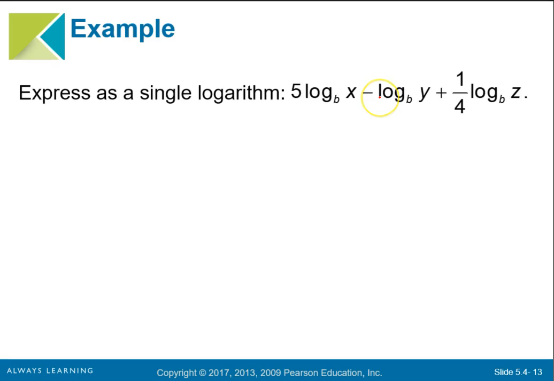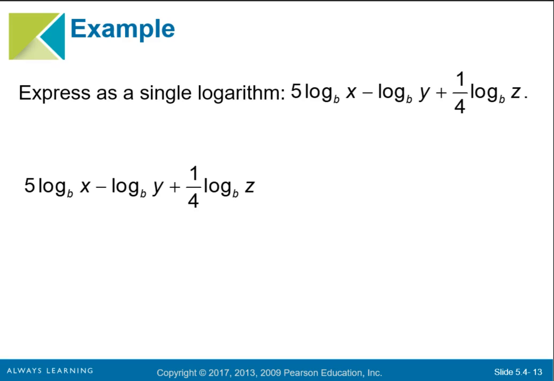This is a negative, so that's going to be a division problem, right? So I've got my log base b y, that's all going to be in the denominator. And then this is multiplying, so I've got this in my numerator again. So I have a log base b z to the 1/4, or to the fourth root, I mean. All right, let's take a look and see what happens when we do this here.